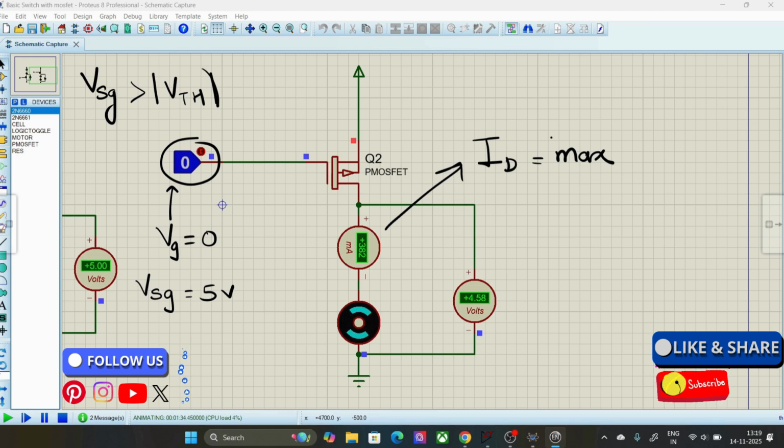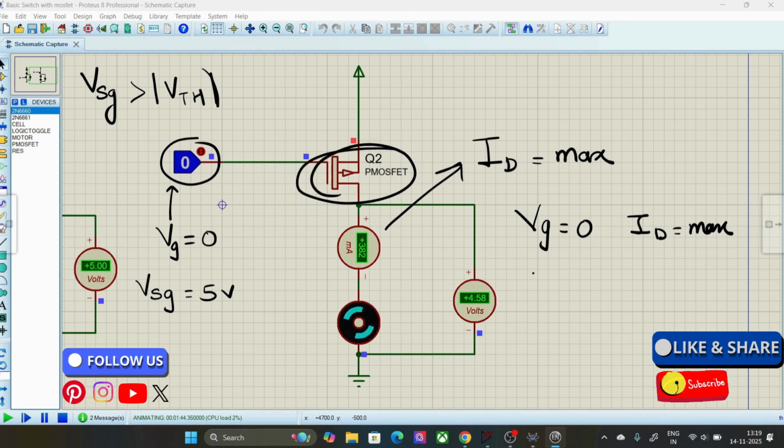When your VG is 0, your ID has some value, that means the maximum amount of current flows through the PMOSFET. I'm talking about PMOSFET. When your VG is 5 volts, your ID is straight away 0. In our case, just remember this particular point.